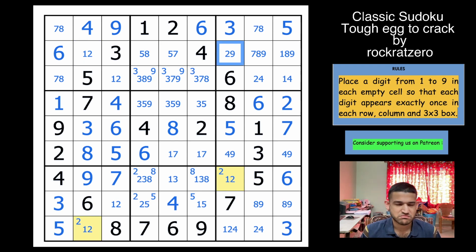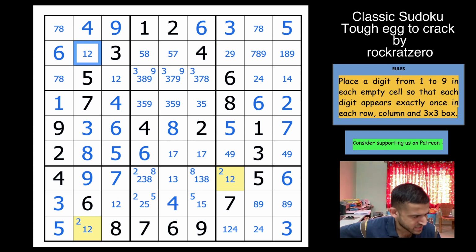I think this is, what is this? It's not a finned X-wing. Doesn't feel like a finned X-wing. I think this is a W-wing. I'm not sure. Maybe you guys can tell me the name. I'm never familiar with all the names out there. So a 2 here forces a 2 here, and that removes 2 from both of these cells. I probably think it's a W-wing.